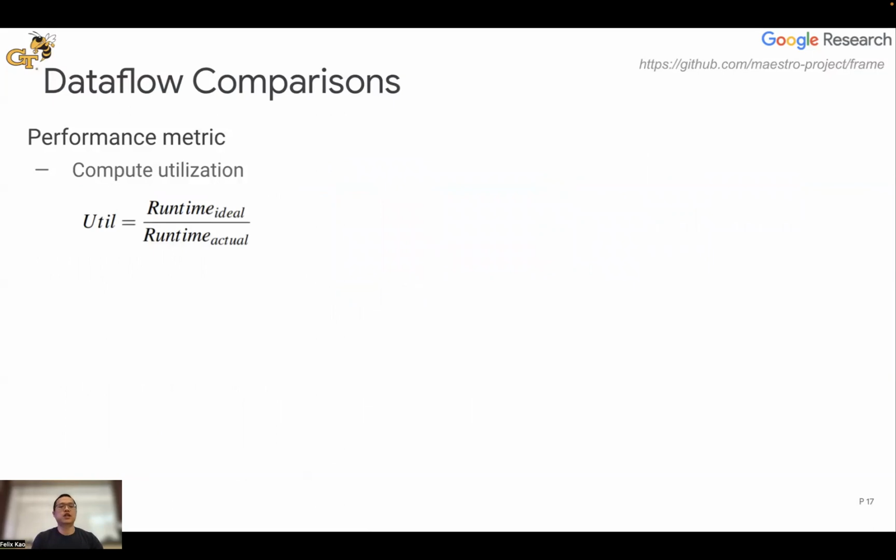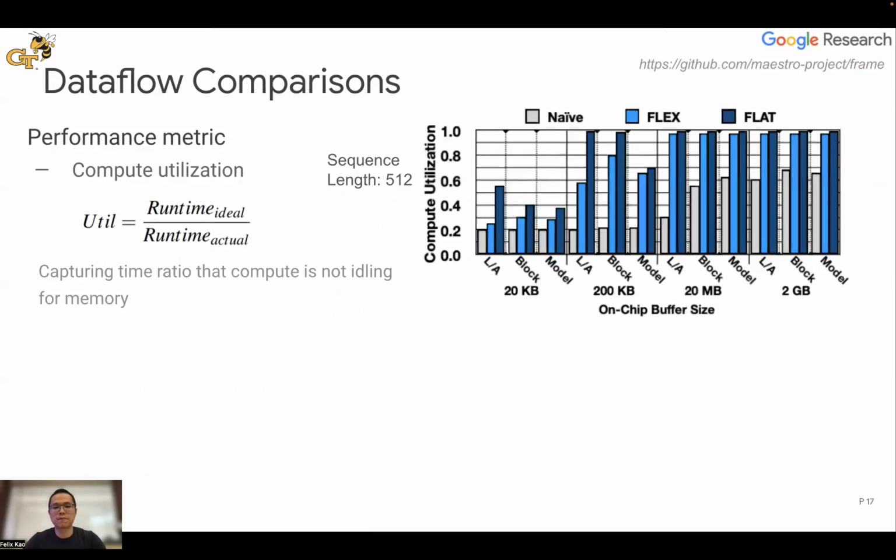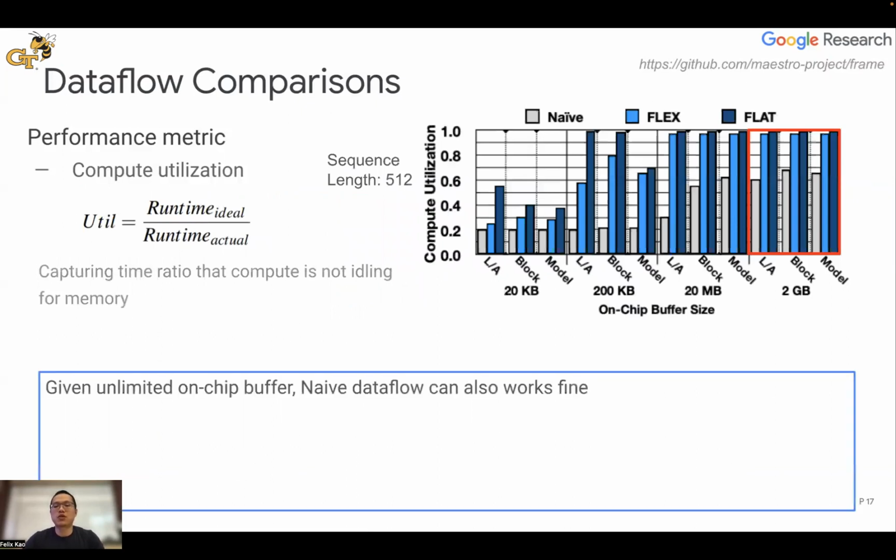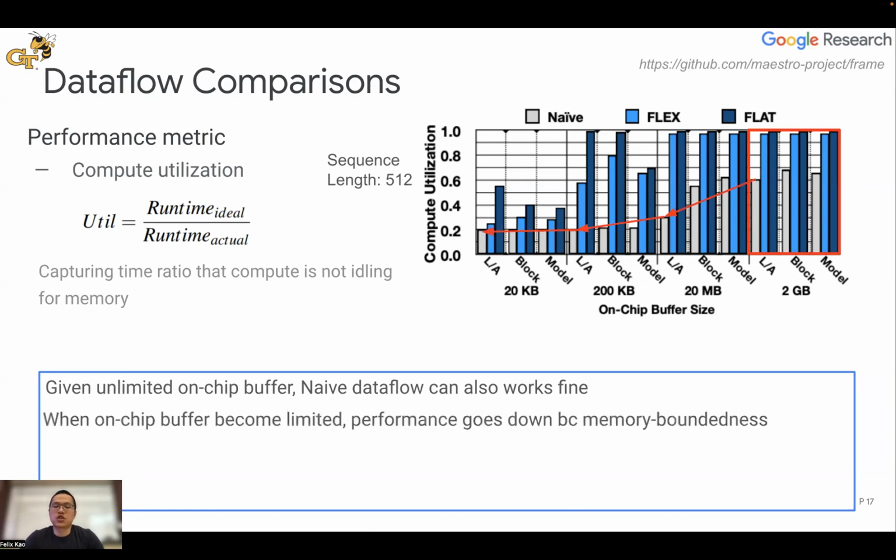The performance metric is compute utilization. It's essentially ideal runtime divided by actual runtime. It's capturing the time ratio that compute is not idling for the memory. Here we look at a sequence length of 512, and we first look at a very large on-chip buffer size of 2 gigabytes. You can see that at a very large on-chip buffer, no matter which data flow we use, we can often get very good compute utilization. However, when we start to decrease the buffer sizes, they become memory bound, and the compute utilization just goes down.